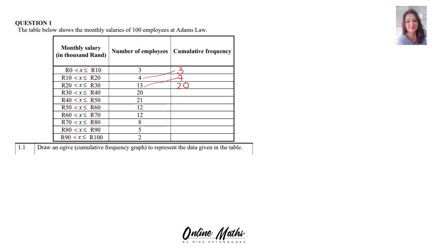So 20 plus 20 is 40, 40 plus 21 is 61, 61 plus 12 is 73, 73 plus 12 is 85, 85 plus 8 is 93, 93 plus 5 is 98, and 98 plus 2 is 100. So there's your cumulative frequency. Just a side note: if this answer wasn't 100, then there was a mistake somewhere, since the total had to be 100. Now back to the ogive, we also need some coordinates.